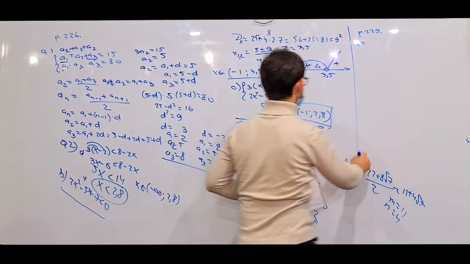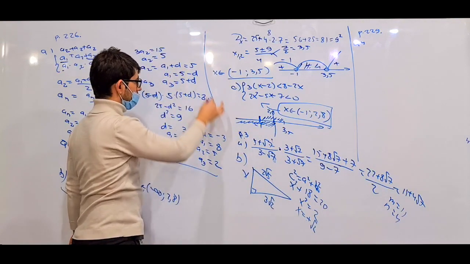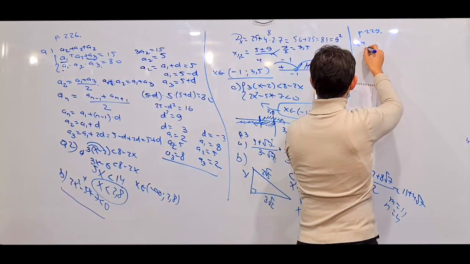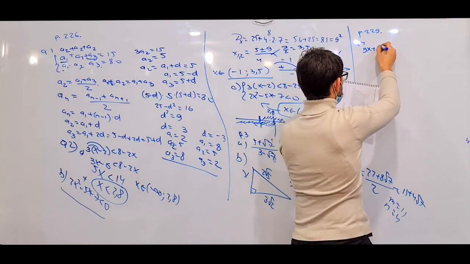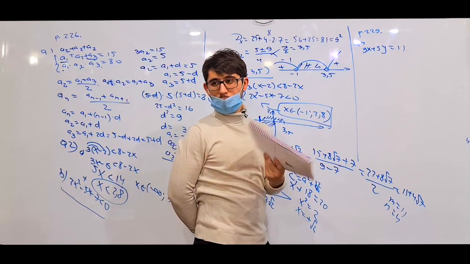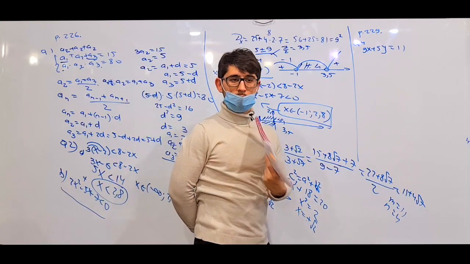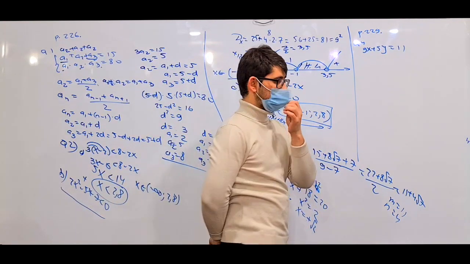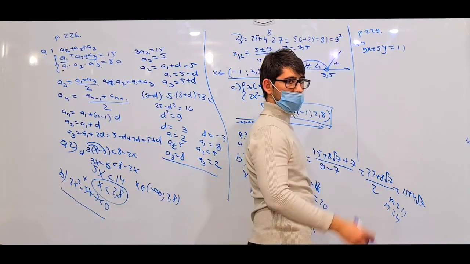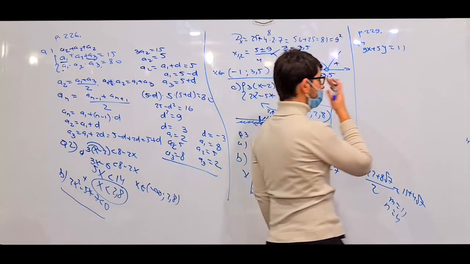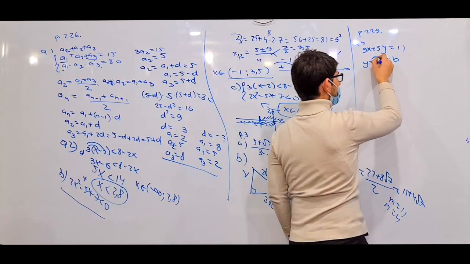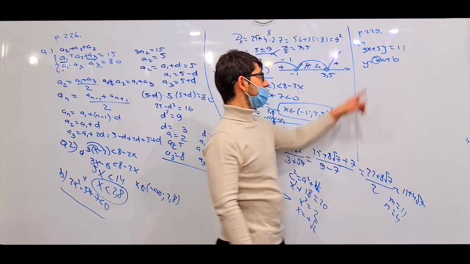Question 4. The line AB has an equation of 3x plus 5y equal to 11. Find the gradient of the line AB. So how to find gradient of the line? What is gradient actually? It is slope of the line, right? So y equals kx plus b. K is a slope, right? How to find k from here?